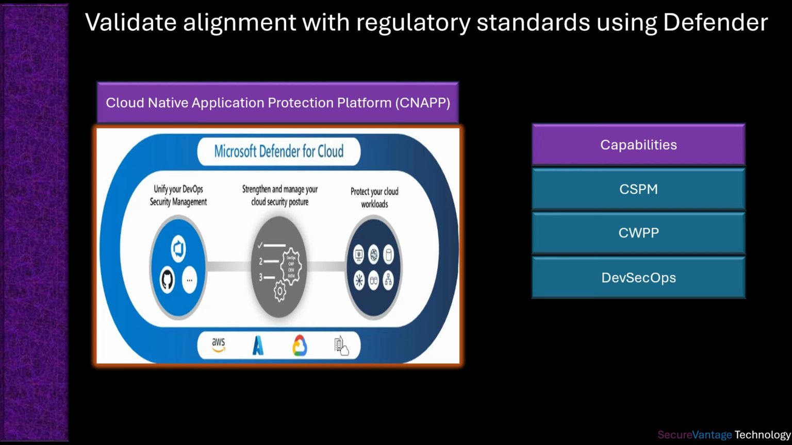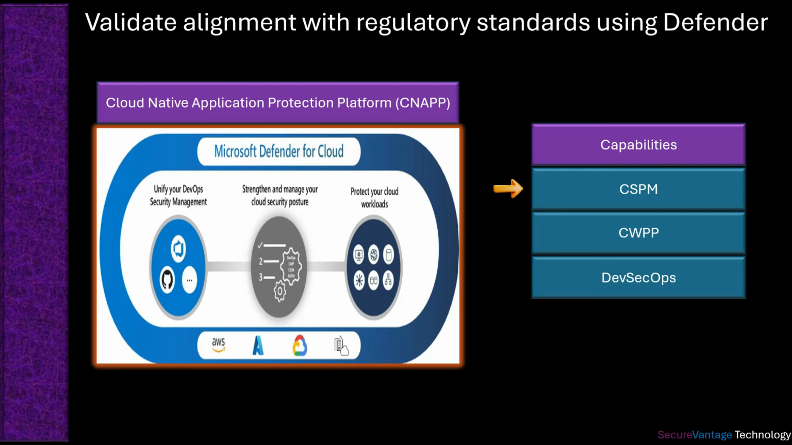The platform integrates a set of powerful security capabilities that cover multiple stages of the application lifecycle, from development to deployment and runtime. There are three main capabilities provided by Defender for Cloud as shown on the screen, such as CSPM, CWPP, and DevSecOps. CSPM stands for Cloud Security Posture Management. This component is crucial for proactively managing and improving the security posture of your cloud resources.